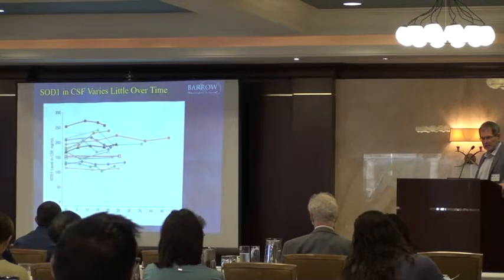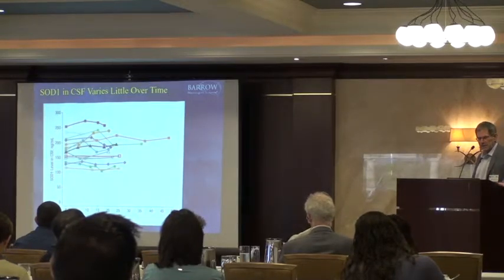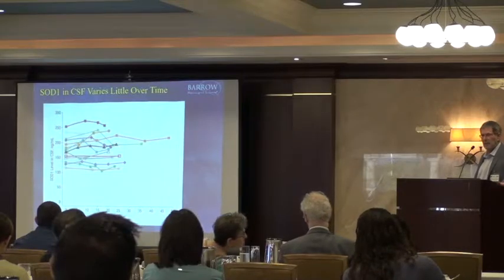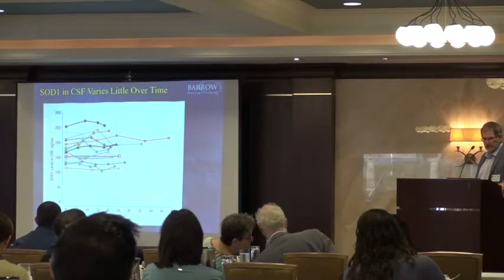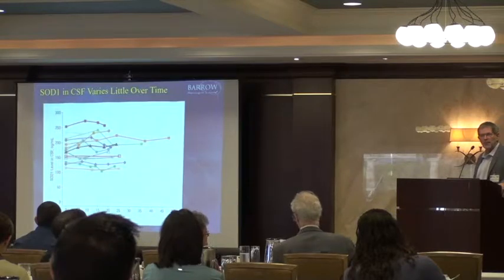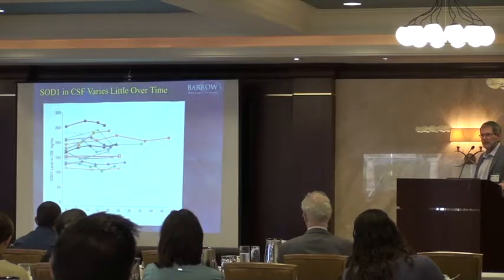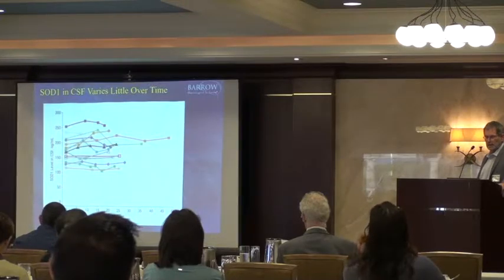And so these are SOD1 levels in the CSF of ALS patients over time without treatment. And you can see that the levels don't actually change. So from the beginning of the disease to later phases of the disease, the levels are the same. So this marker is not going to be a disease progression marker.